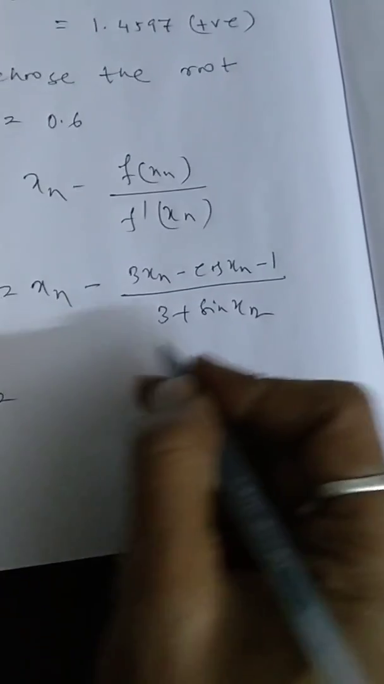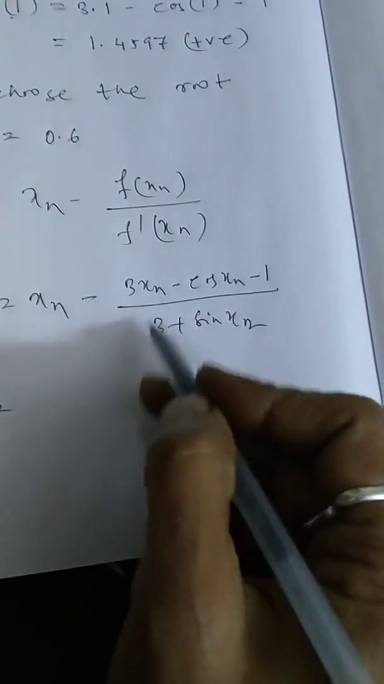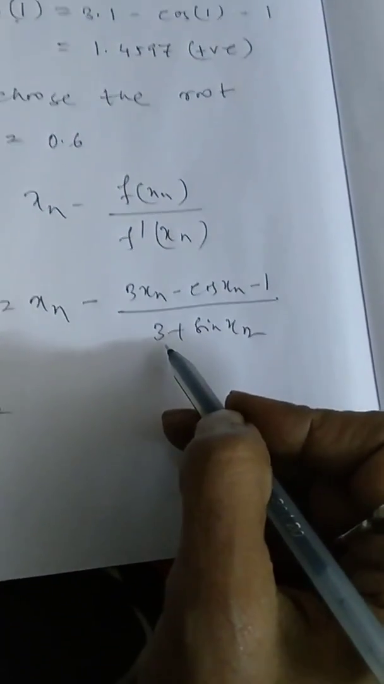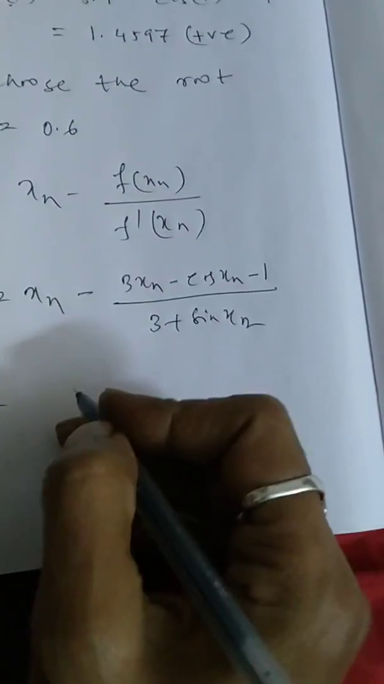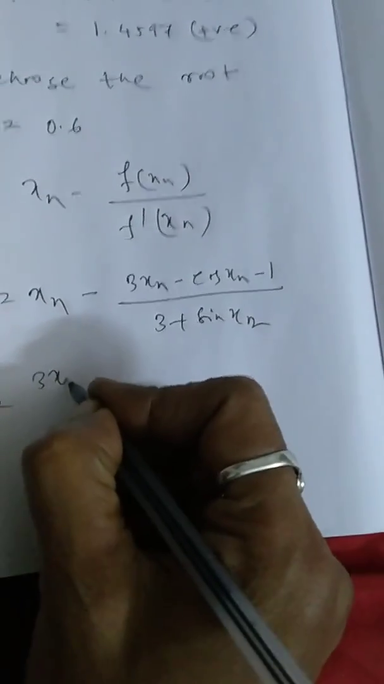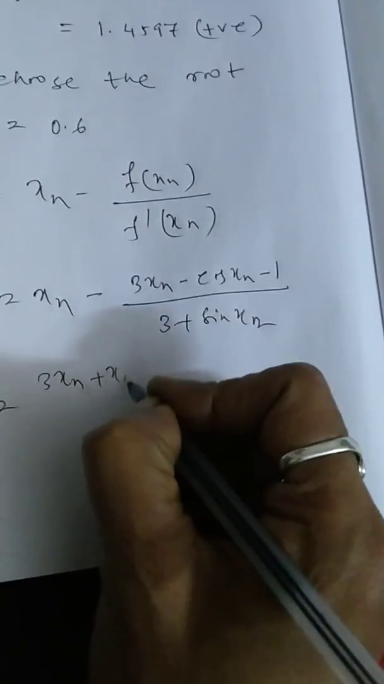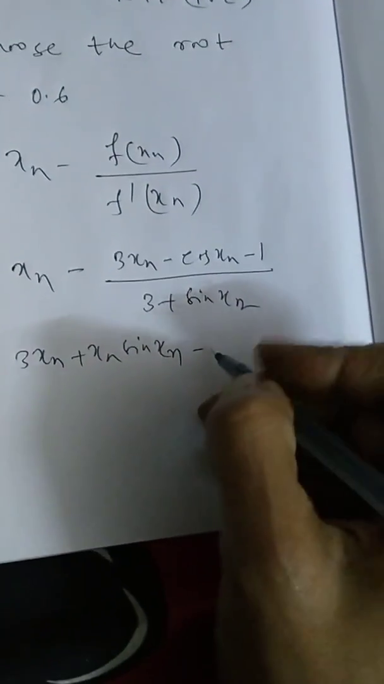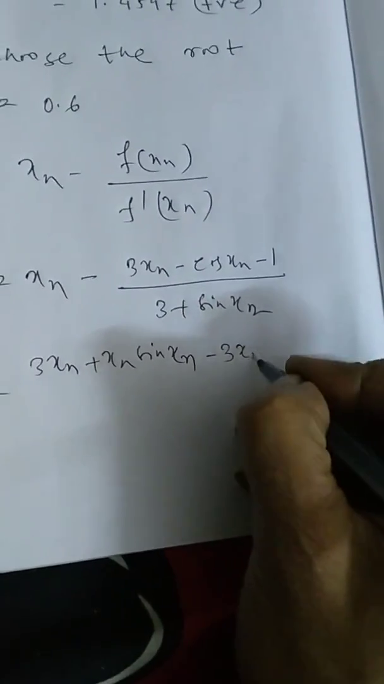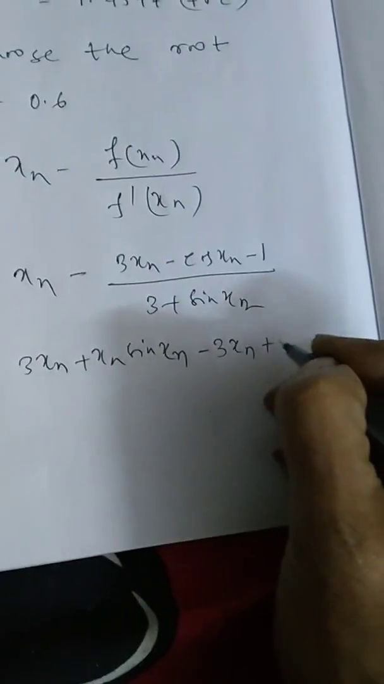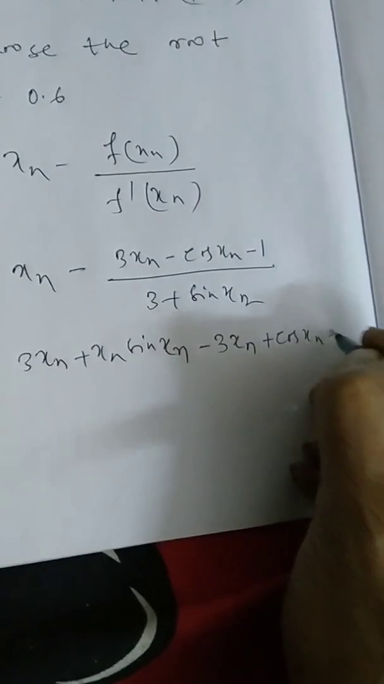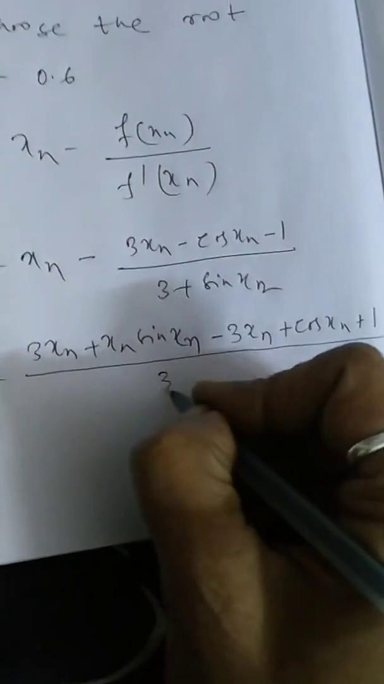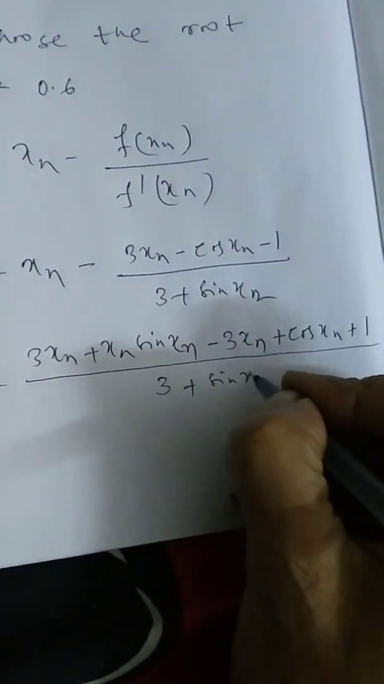Okay, now we proceed to the next step. Here the xn will be multiplied in the denominator part, so that will come 3 of xn plus xn into sin of xn minus 3xn plus cos of xn plus 1, divided by 3 plus sin of xn.